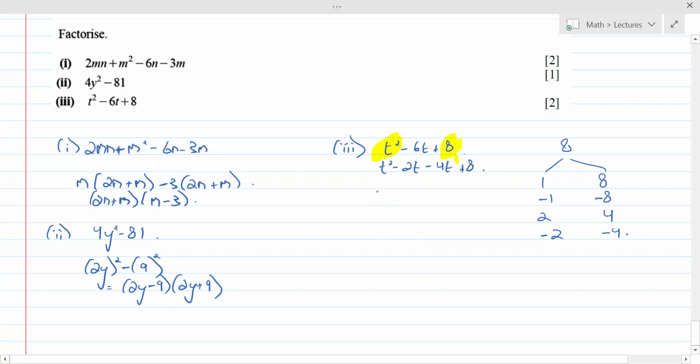And here again we look for the common for the first two and the later two. For the first two, t is common. It would be t minus 2. For the later two, it's minus 4 common. So here again it would be t minus 2. Finally, t minus 2 being the common factor would be written first into t minus 4. So this completes the factorization here.